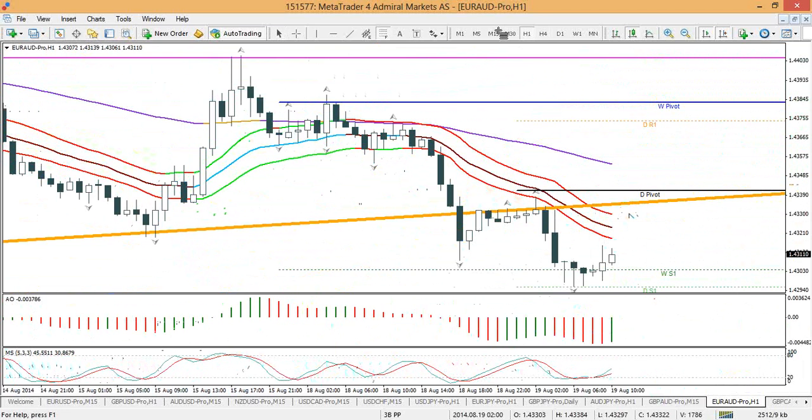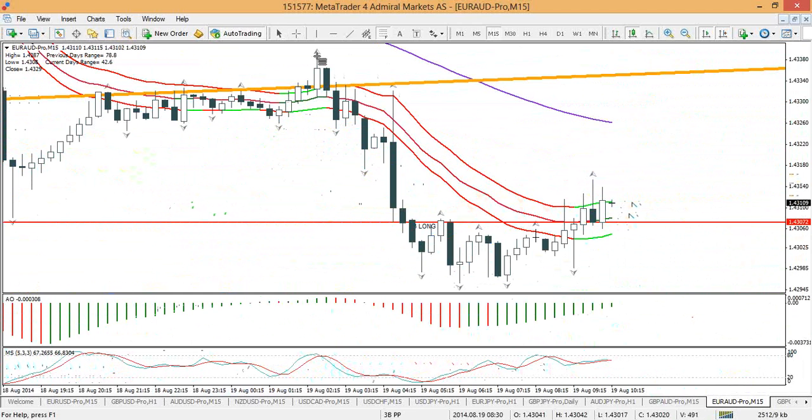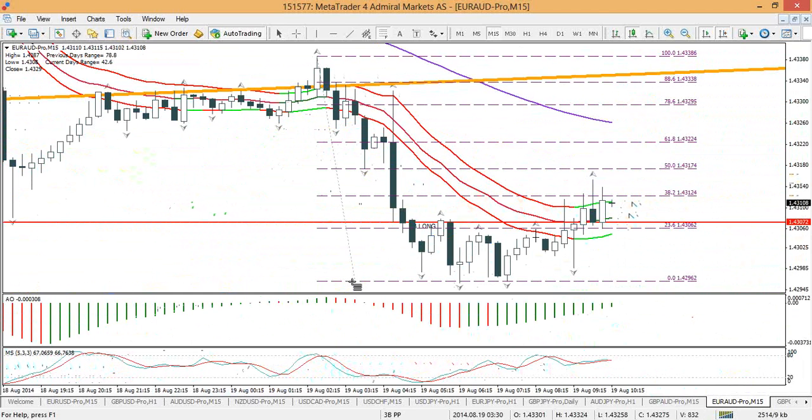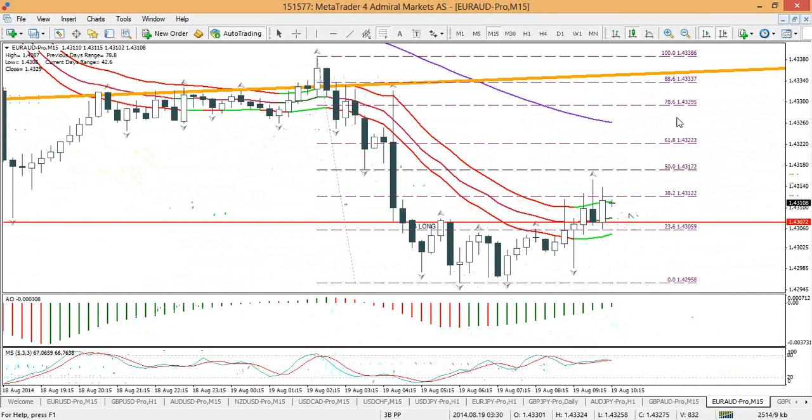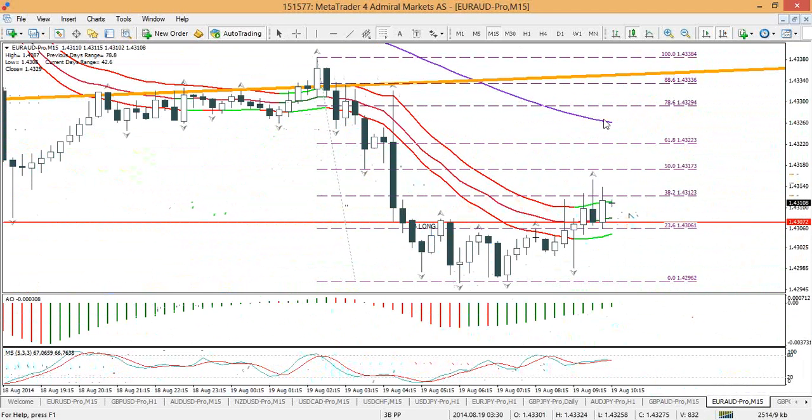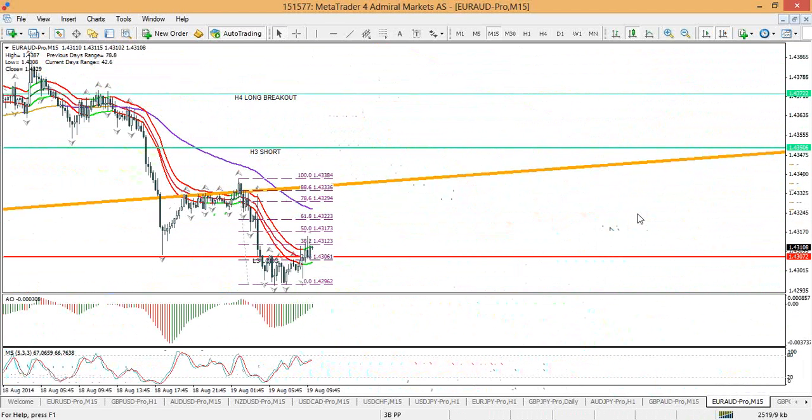We could put a fib on this 15-minute chart, for instance. Let's take a look where price has gone. Price tried to get to the 50 fib, almost hit the 50 fib. So any of these fibs could be the turning spot for that follow through on the downside. So that's something to keep an eye on indeed. The Euro Aussie.